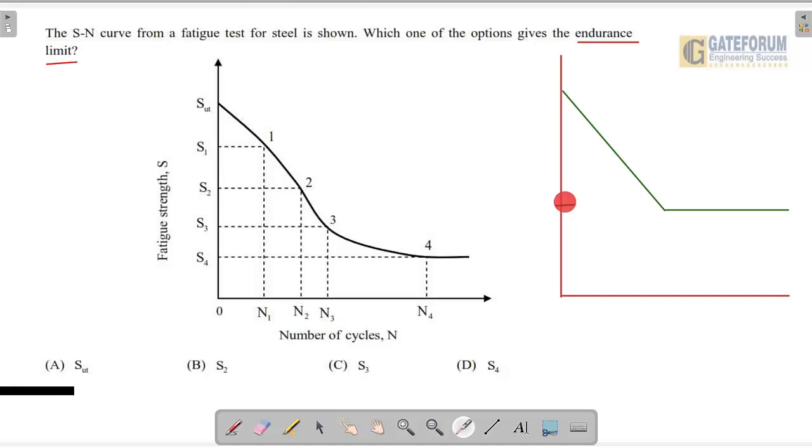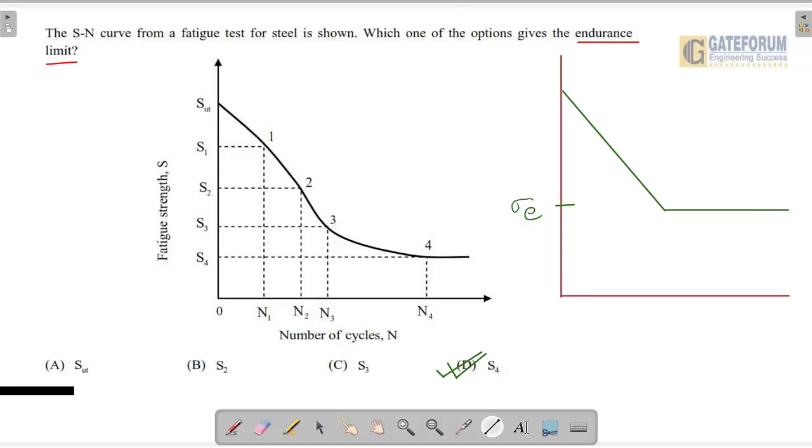So if you apply a load which is less than the endurance limit, then the specimen can bear an infinite number of cycles. But if you apply a load which is greater than the endurance limit, then it can bear only a finite number of cycles. Therefore, this is called your endurance stress. Similarly, the stress is decreasing, but once you reach point 4, it becomes constant. Therefore, S4 is going to give you the endurance limit. It is a very easy problem, asked for 1 mark in GATE. Therefore, the right answer is this.